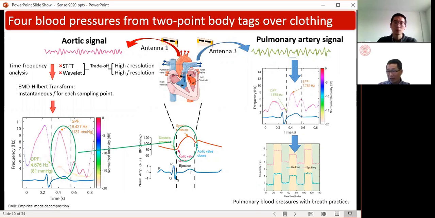This can be applied to the pulmonary side as well, which is very difficult for any of the cuff-based measurements. So we place the sensors on top of the pulmonary artery, and we can get the systolic and diastolic blood pressure for the pulmonary circulation. Next slide.